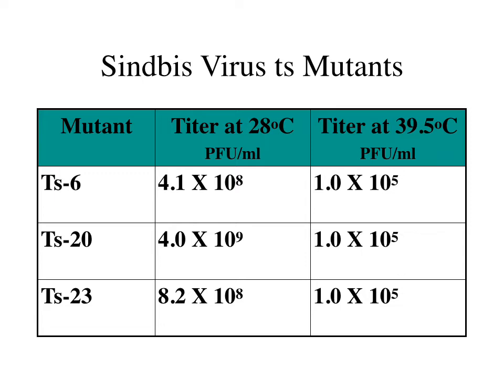Now, with TS6, you can see that there's substantial reduction in titer at the non-permissive temperature, the same as with TS20 and TS23. Now, it may seem like you're still getting a lot of virus being produced at the non-permissive temperature, but keep in mind that that's actually less than 1% of the virus that's produced at the permissive temperature. There's always going to be some virus production because these mutants tend to be leaky.